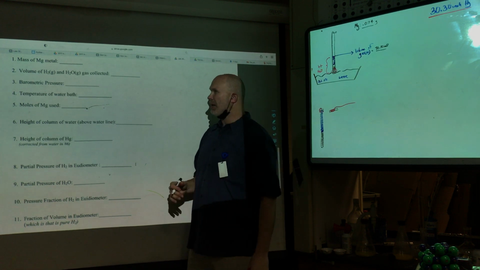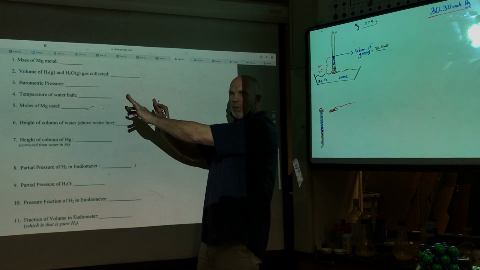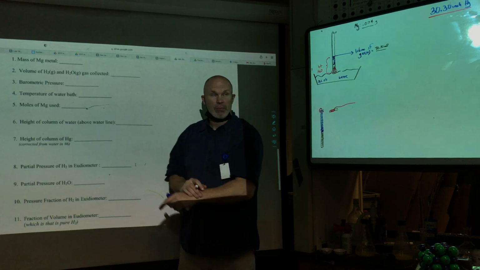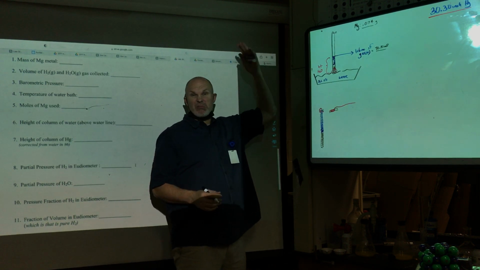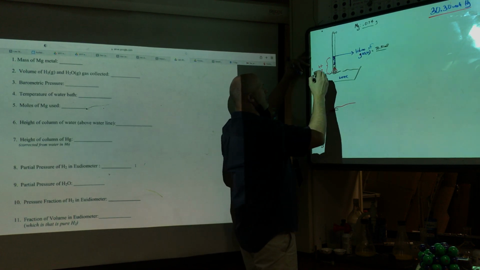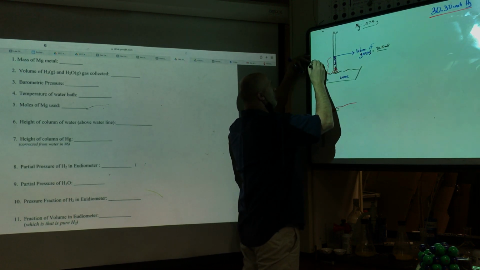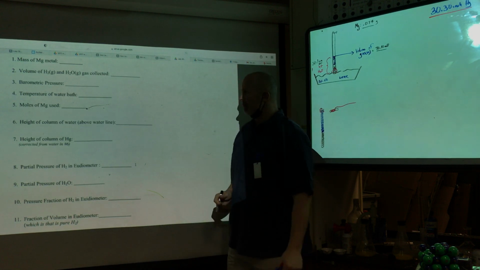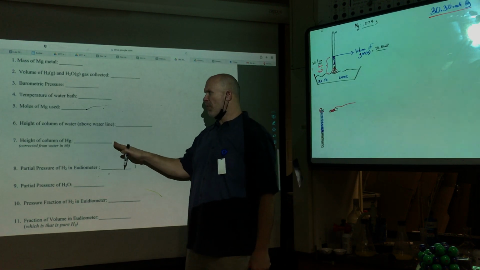Moles of magnesium used, I'm going to need that later. We can convert grams to moles later. Okay, height of column of water. I measured this, and maybe I get 30.1 centimeters. That's what I'm going to put down. All right, height of column of mercury.